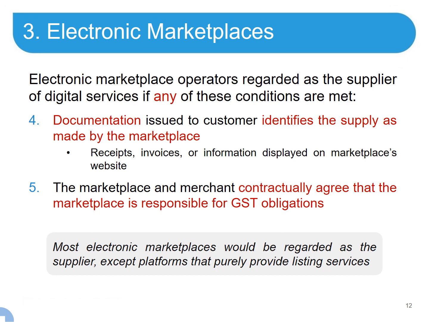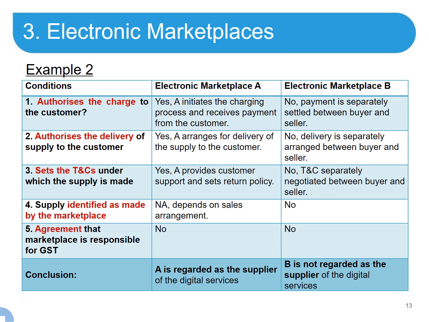Considering the conditions in totality, most electronic marketplaces would be regarded as the supplier, except platforms that purely provide listing services. To illustrate this, we will look at an example in the next slide. For this example, electronic marketplace A is the operator of an online platform that sells phone apps on behalf of underlying app developers that utilize its platform. On the other hand, electronic marketplace B is a platform that provides listing services to suppliers, and the terms of the supply are privately arranged between suppliers and their customers.